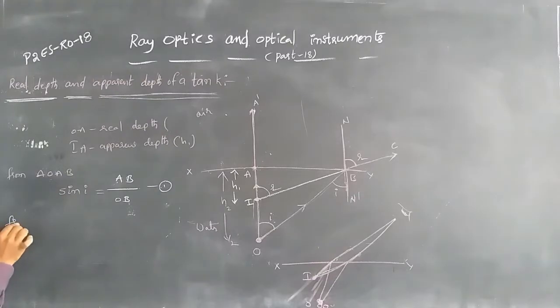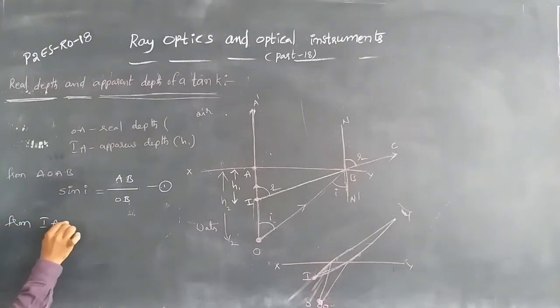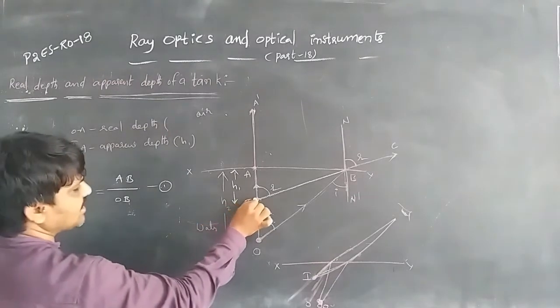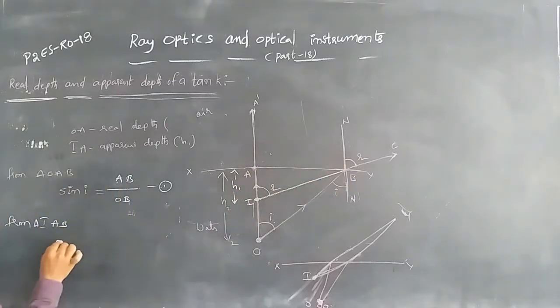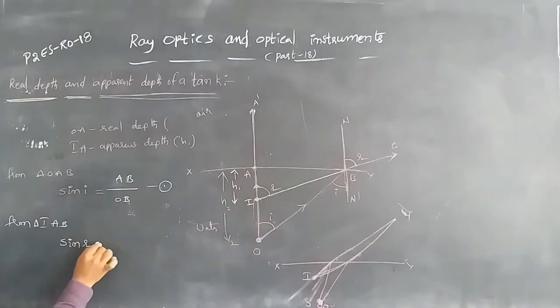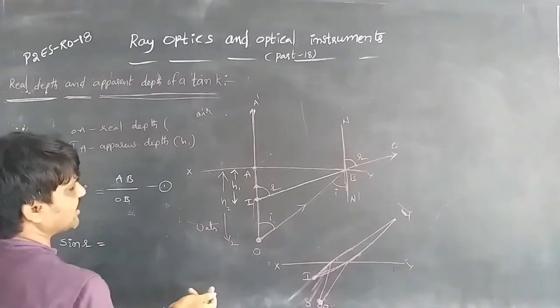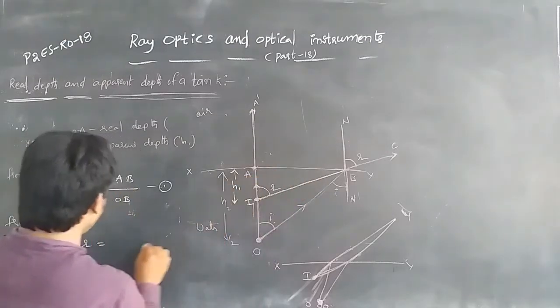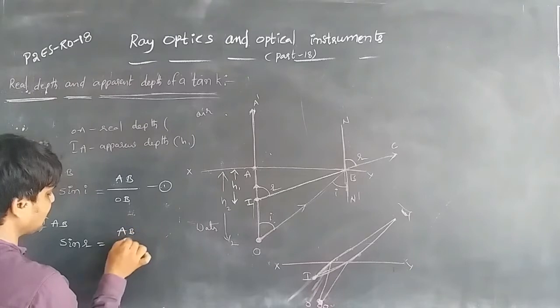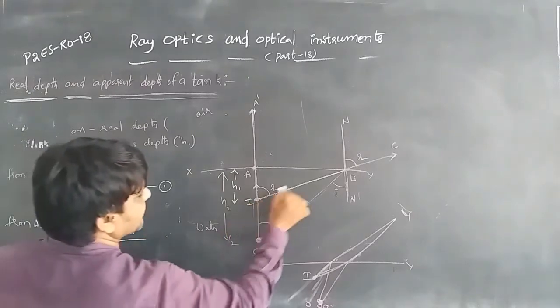Then from triangle IAB, here the refracted angle is r, so sin r is equal to opposite by hypotenuse. Opposite is AB, by hypotenuse IB.